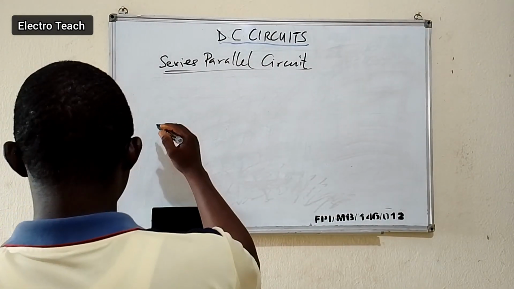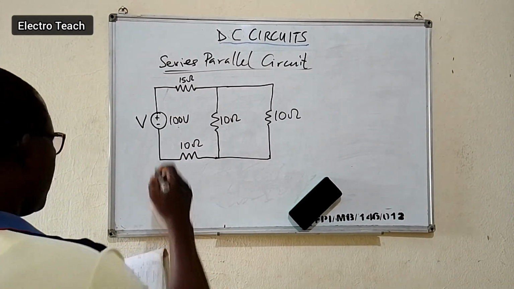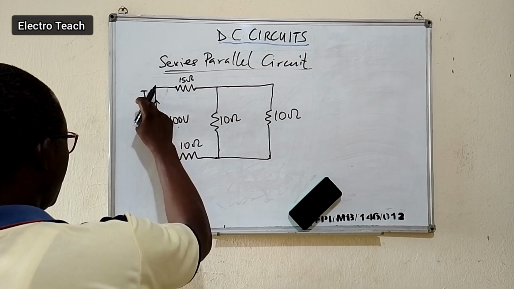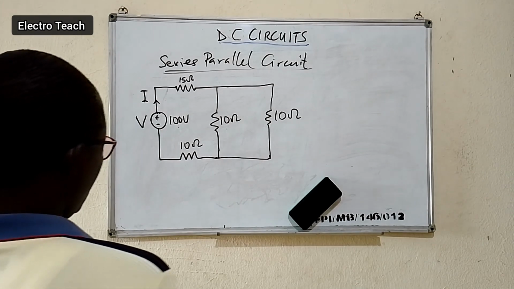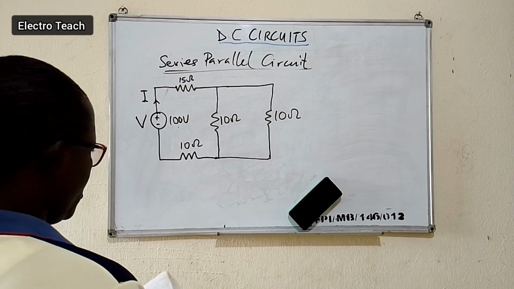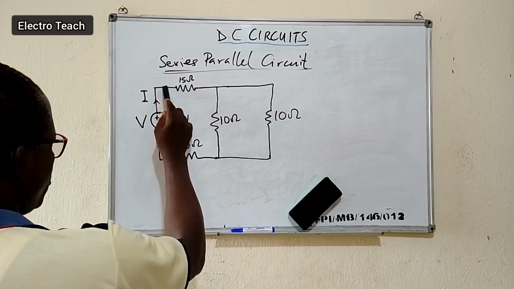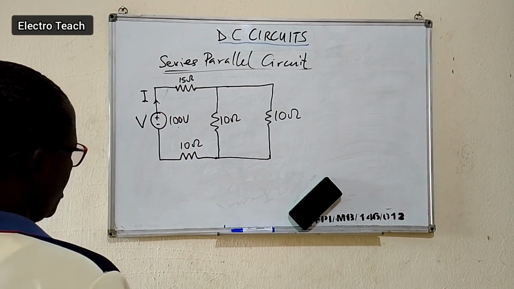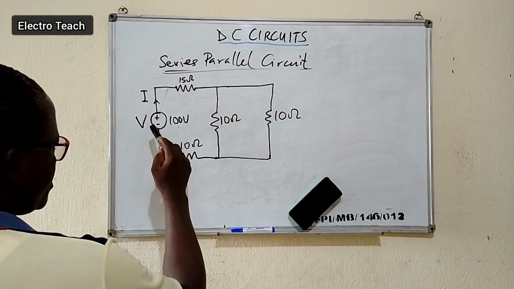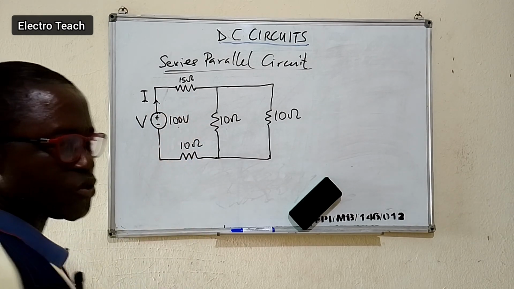This is the circuit we are going to use as example. We want to determine the total current that will be supplied from this power source, from this potential source here. I want to know the total current that goes into the circuit. Looking at this arrangement, the total current will flow out of this power supply into this 15 ohm resistance. And that same total current is flowing through this 10 ohm resistance, because those two resistances are in series with the power source.